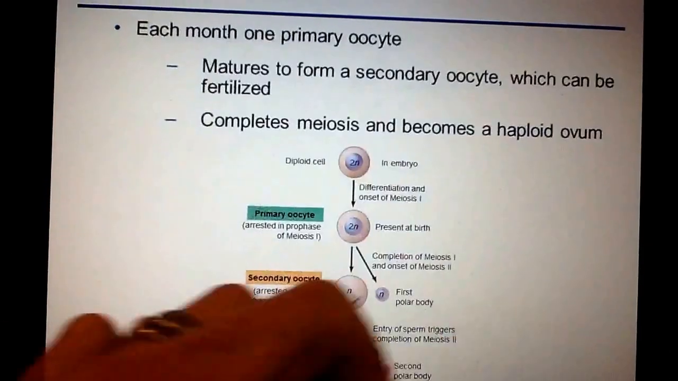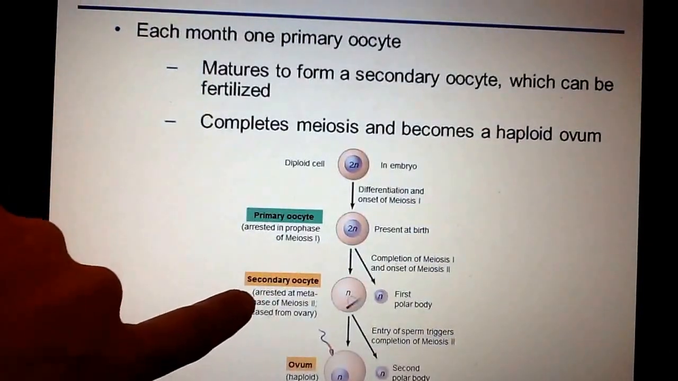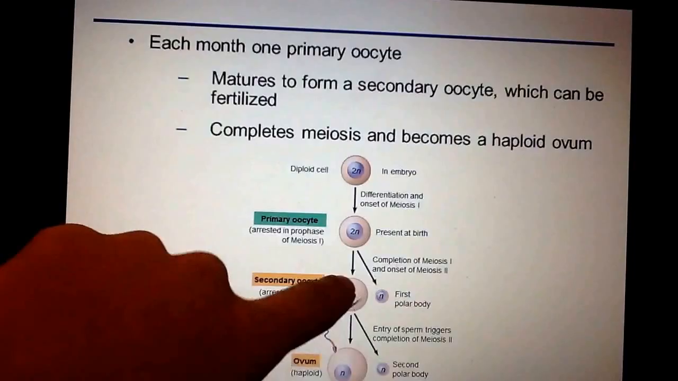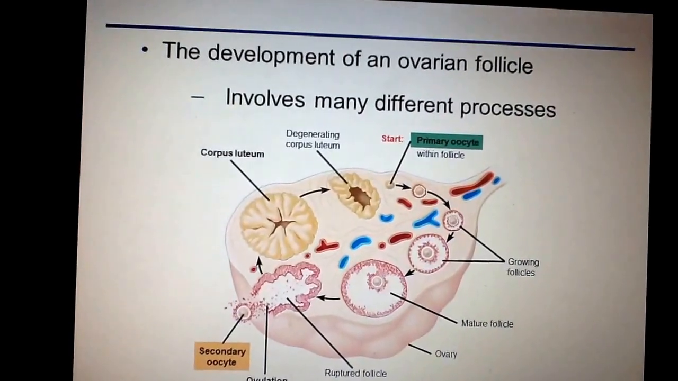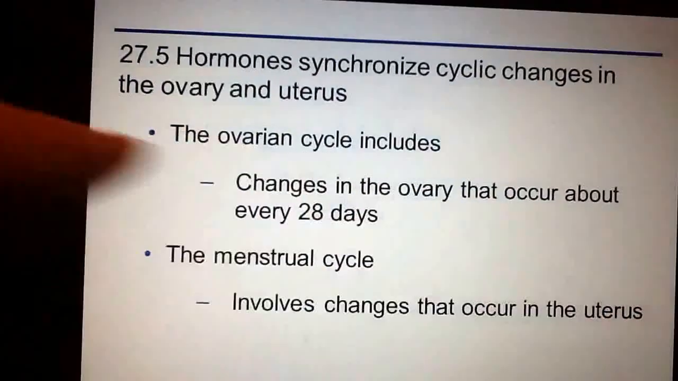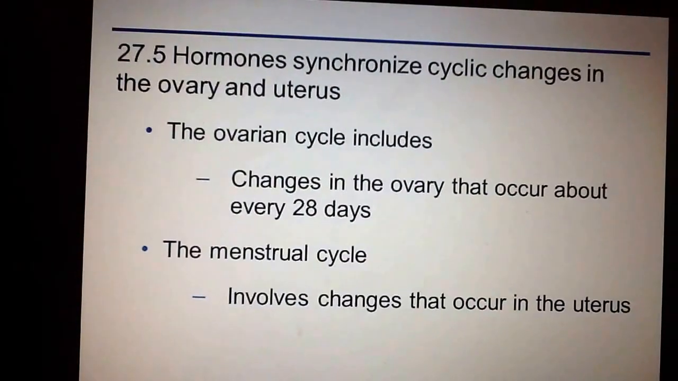So if we go back, here's our secondary oocyte. This cell only happens inside the development of a mature follicle. It's that secondary oocyte that is released and then allowed to go through the fallopian tubes to a woman's uterus, where eventually it will come in contact with a sperm and develop into an embryo. So how does this happen?